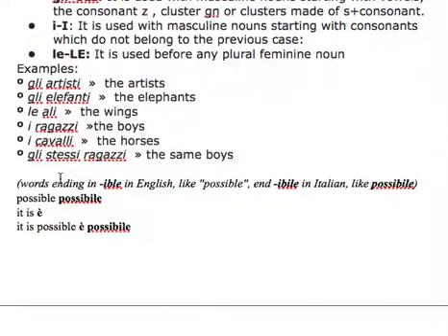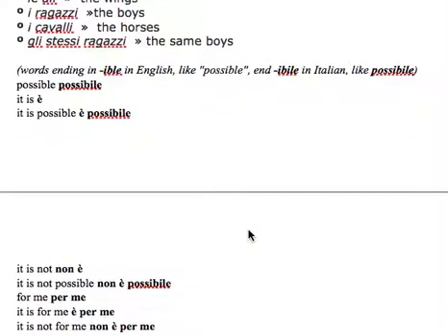We saw that the words ending in able, like possible, become ibile in Italian. Like possibile, possible. It is possible, è possibile. It is not, it isn't, non è. So be careful of the accent, non è. It is not possible, non è possibile.